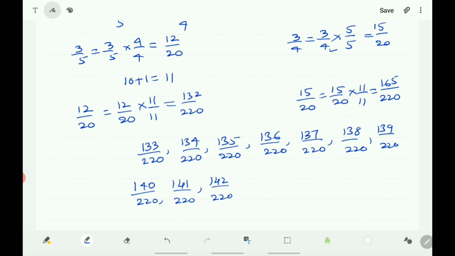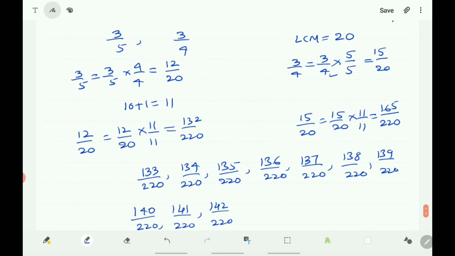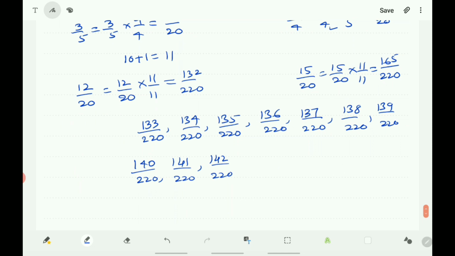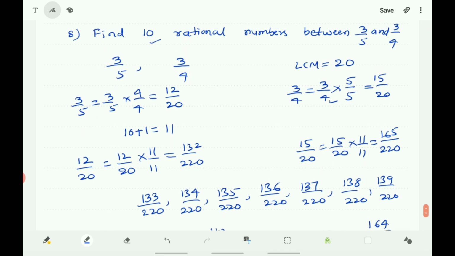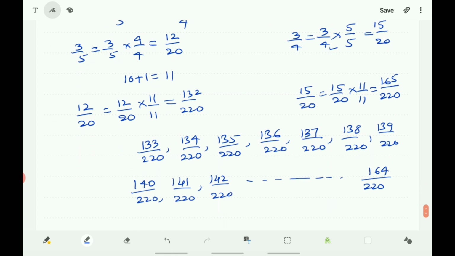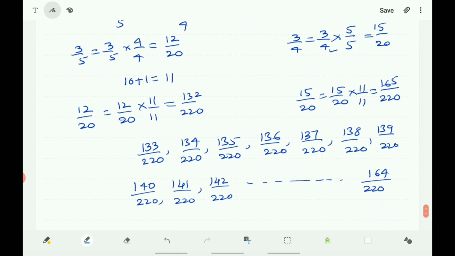How much you got here? 10 you got. And you can write any numbers up to 164 by 220. Without any hesitation you can write here up to 164 by 220, but here you need only 10 rational numbers. Here you need 10 rational numbers and you select any 10 out of these.